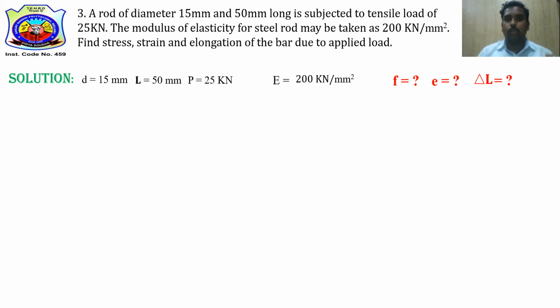Now, just go through the given data and check whether unit conversion is necessary or not. In case of diameter, there is no need of conversion. In case of length, no. What about load? Yes, we are supposed to go for the conversion because it is in terms of kilonewton, but we need only in terms of Newton. So the value becomes P equals 25 into 10 power 3 Newton. And in case of Young's modulus, it is 200 kilonewton per mm square, so again we need to go for the conversion. So the value becomes 200 into 10 power 3 Newton per mm square. In place of kilo, we have to write 10 power 3.